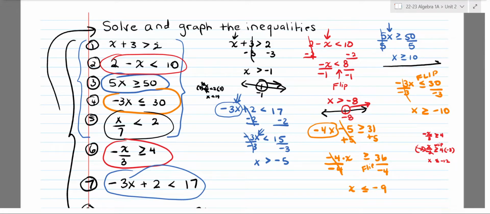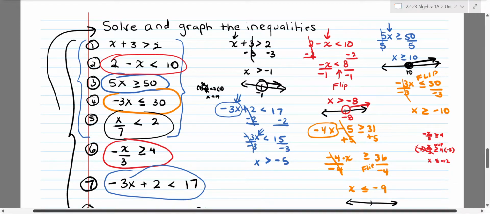All right, this one is at 10. And it's a closed circle because of the equal sign, and it goes to the right. Did I make all of these go to the right? No, this one goes to the left. So this one, we're at negative 9, and it's a closed circle, and it goes to the left.